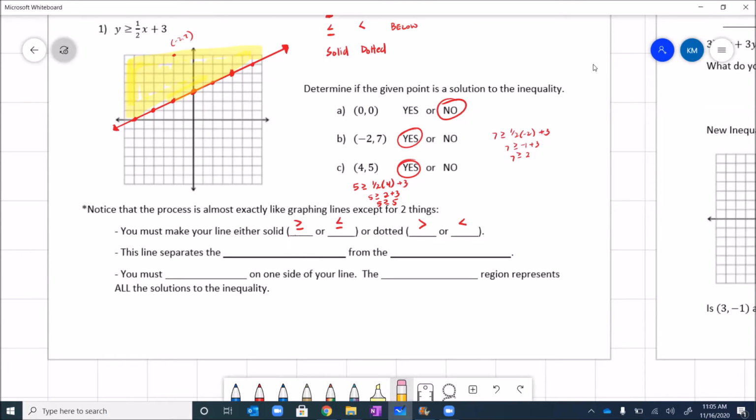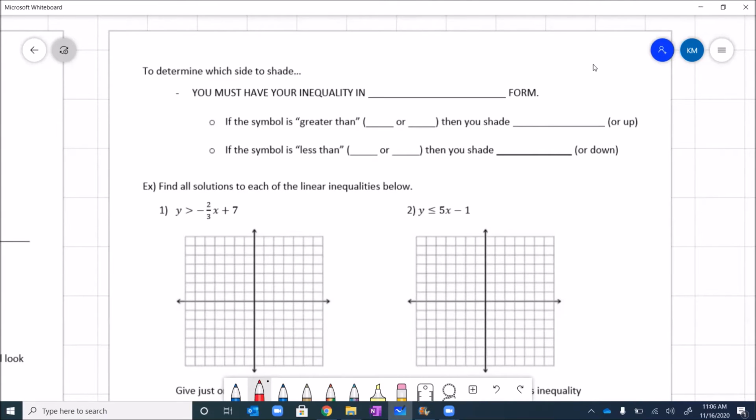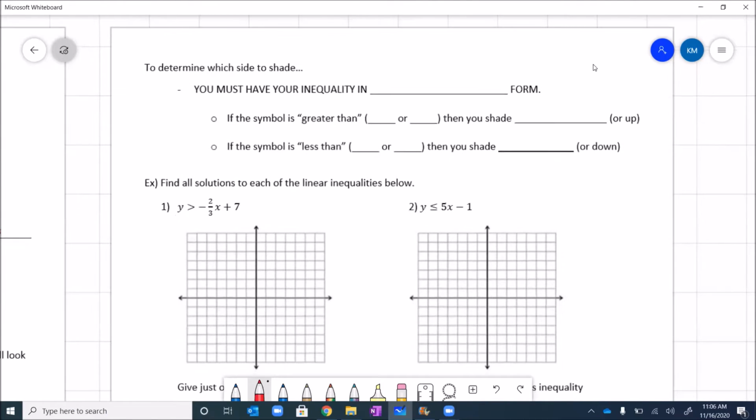Okay, and the line separates the solutions from the non-solutions. And then you must shade on one side of your line. The shaded region represents all the solutions. To determine which side to shade, you must have your equality in slope-intercept form.